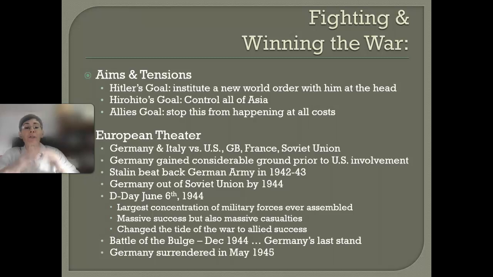So in the European theater, it's Germany and Italy versus the U.S., Great Britain, France, and the Soviet Union. Germany was kicking butt and taking names. The Allies were not doing well. Great Britain was hanging on by a thread. France had fallen to Germany. Most of Europe had fallen to Germany by this point, so it's the Soviet Union and Great Britain really trying to beat Germany back. And they were struggling.